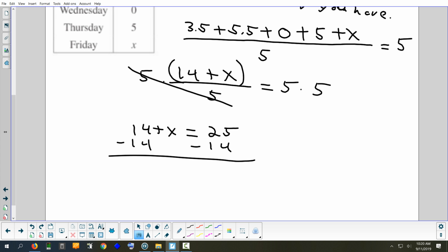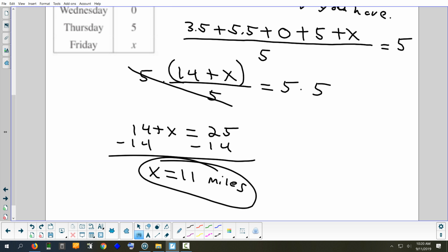And can anybody tell me what you get for x? 11. Wait, no, it is 11. Do you want to change your answer? No, I wouldn't. She really double checked. x is 11 miles per hour.